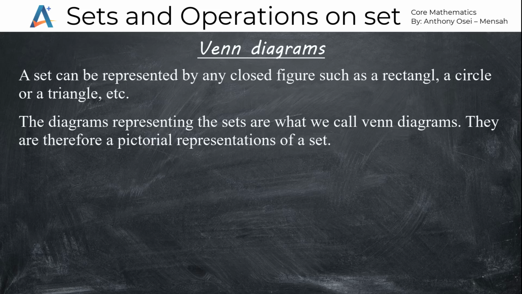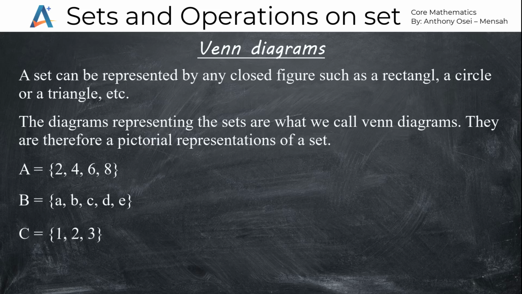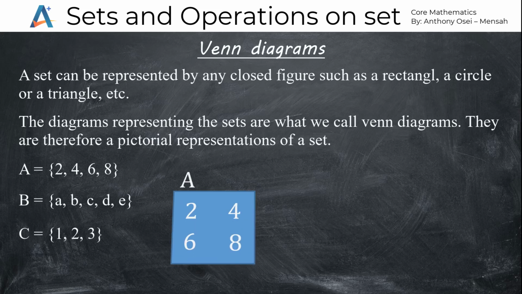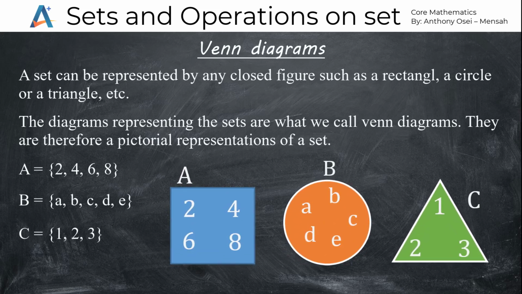diagram. So if you check from here, I have the set A, which is 2, 4, 6, 8. I have the set B, A, B, C, D, E. That will be letters or alphabets. Then I have the set C, 1, 2, 3. Now each of the sets is represented in a particular diagram or a particular figure. Now the figure here is a square, and I'm using 2, 4, 6, 8. I could even use a rectangle, which is also a four-sided figure. Then I use a circle here, the circle representing the set B with A, B, C, D, E in it. And then I use a triangle representing the set C with 1, 2, 3 in it.